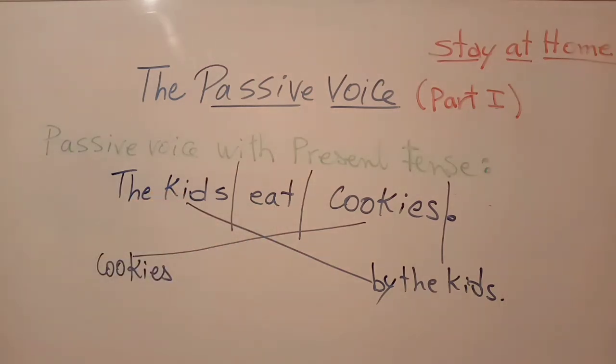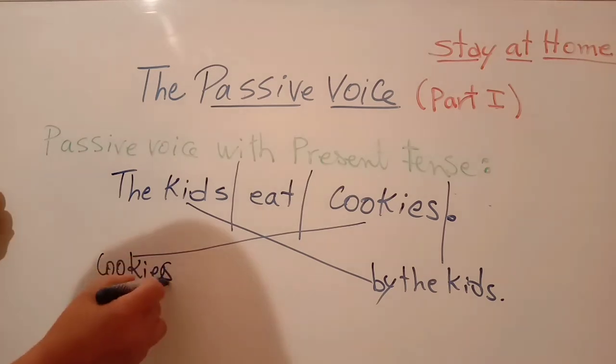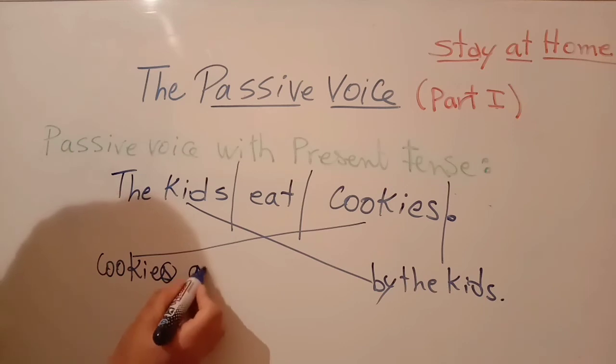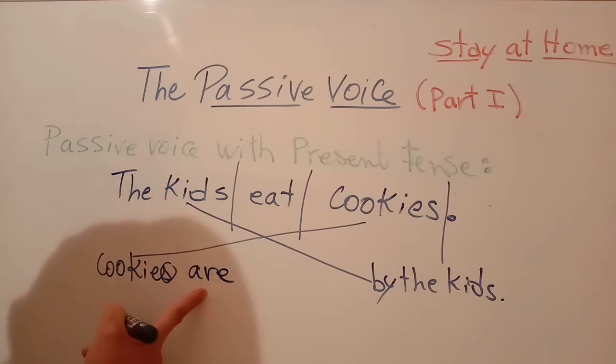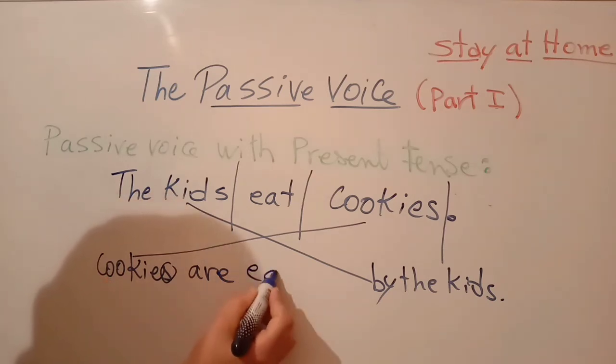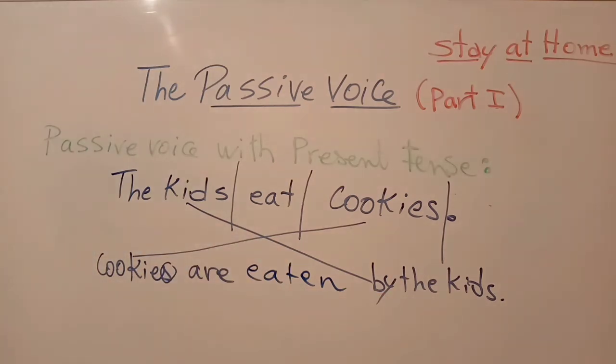As I told you before, the present simple of to be is is and are. So the form of the verb to be depends on the subject. So you have cookies, it's plural. So they. Cookies, of course, we are going to use are. So cookies are plus past participle of the verb, which is eaten. So cookies are eaten by the kids. So this is the passive voice.